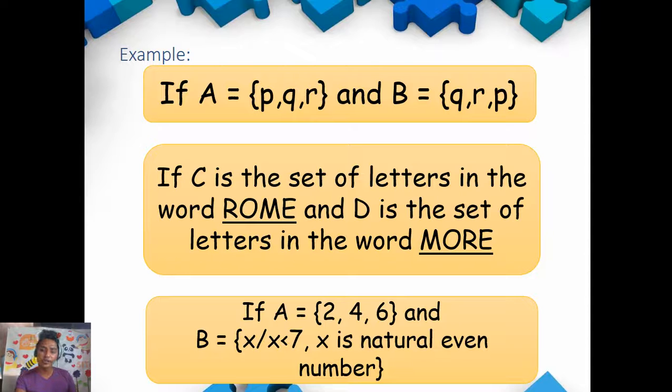Then this one, if set A is equal to 2, 4, 6, 8, and set B is equal to X, wherein X is less than 7, and X is a natural even number. Are they equal? Yes. So what are the natural even numbers less than 7? We have 2, 4, and 6. Did you understand?